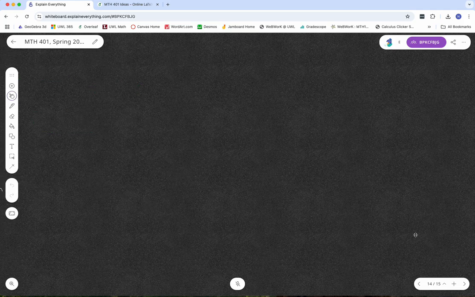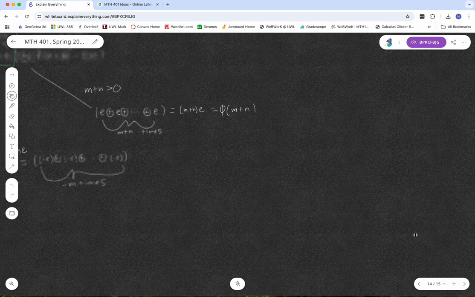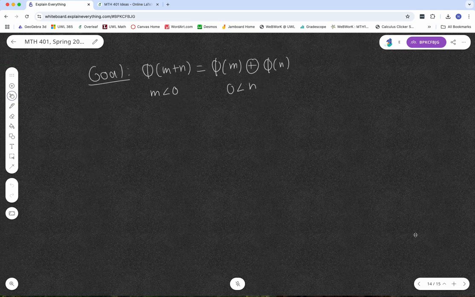So we want to show phi of m plus n is phi of m plus phi of n, and we're working through the case where m is less than 0 and n is greater than 0. Let's just restart. Don't even look at the last one.